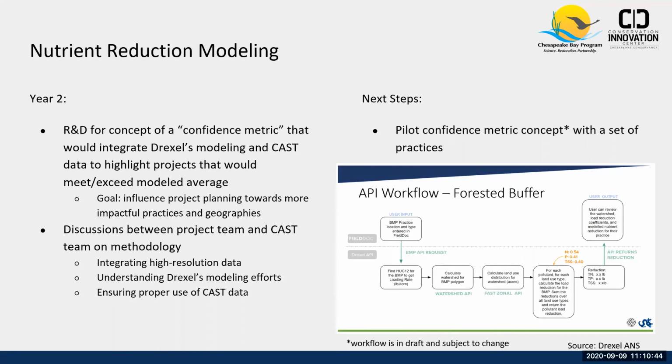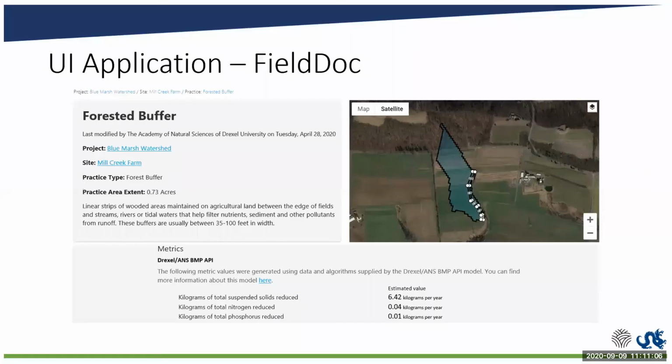And our next steps is, after all of these discussions and the research and development of the past year, we're going to pilot the confidence metric concept with a couple sets of practices, and then we'll be going through a kind of review period and testing and seeing how this nutrient reduction modeling goes. And the goal would be then to take that modeling and the pilot and integrate it into the user experience in FieldDoc. And so this would provide an example.